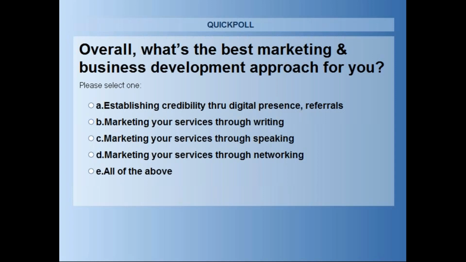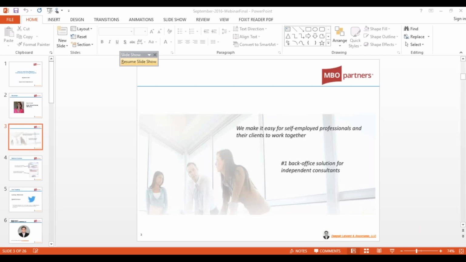So looks like if we have to pick an individual, looks to me like the clear winner here is D, networking. I would say second is establishing credibility through digital presence. That's great. It seems like we have a lot of experts in the audience today, so it's good to hear that they're taking all the right steps to get engaged with their clients.